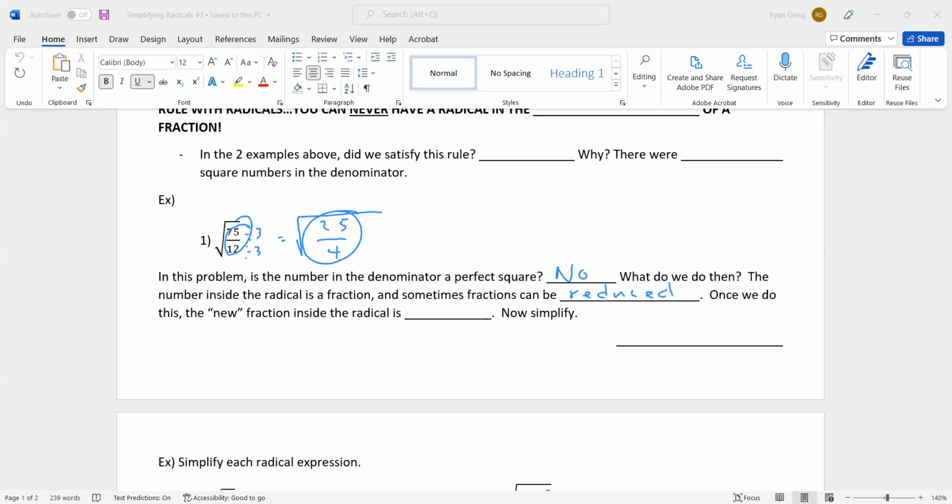value-wise, okay? I'm pointing that out because a lot of people take that square root and think, oh, I've done it, I'm done, and they write 25 over 4 as the answer. It's not the answer. All I've done is reduce that fraction inside the radical to 25 over 4. Now I need to simplify it. So now I'm going to take the square root of 25 and the square root of 4. Square root of 25 is 5. The square root of 4 is 2. There's no more radical in the denominator. We're good.